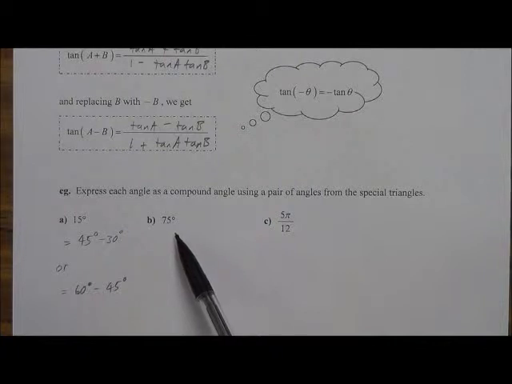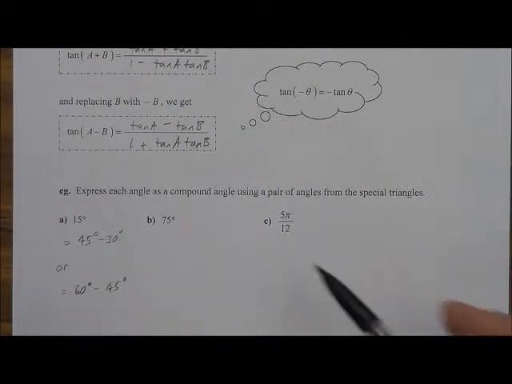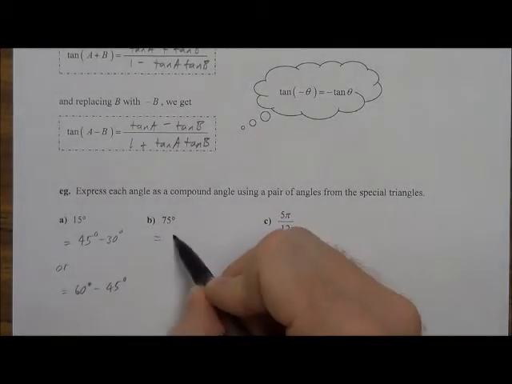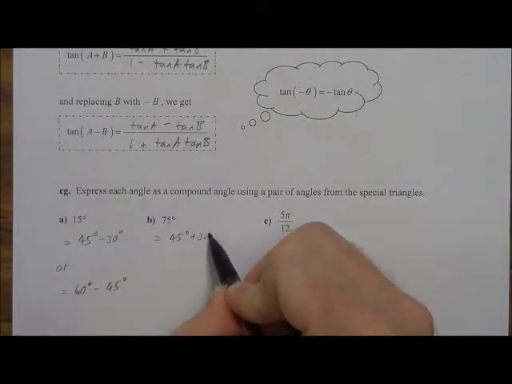For 75 degrees, we can do the same kind of thing. Think about that for a second. And we see that that can be made up of 45 degrees plus 30 degrees.